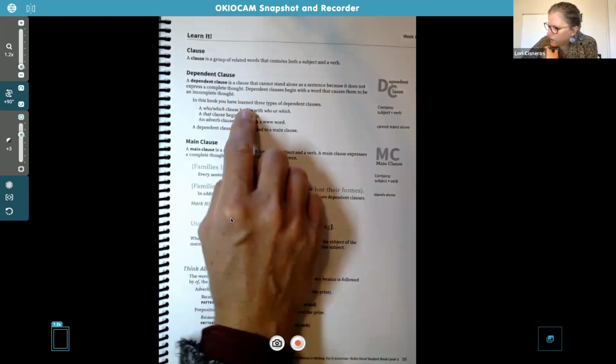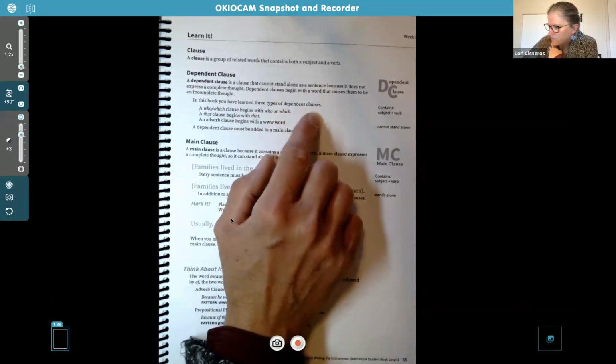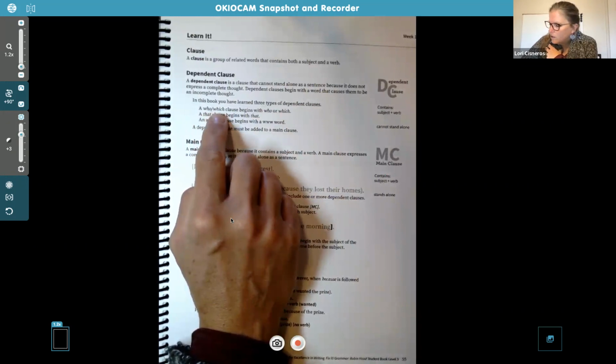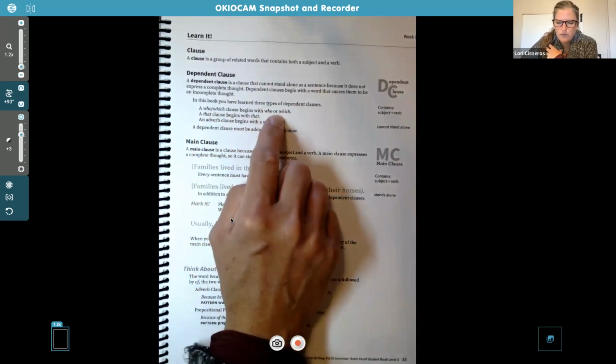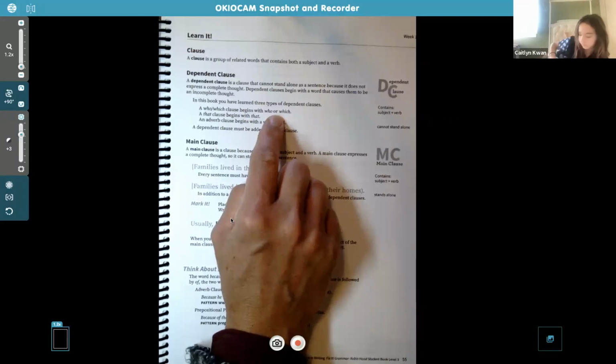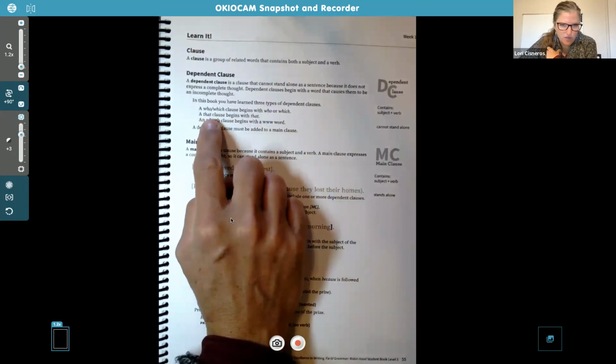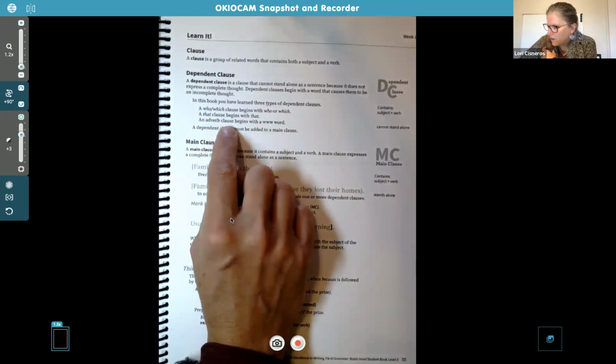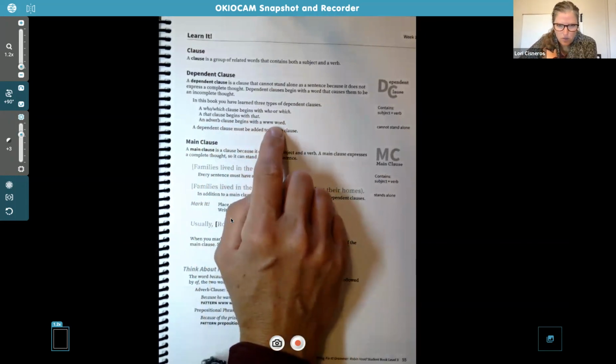In this book, you've learned the 3 types of dependent clauses. We already know the who, which, because we are already using that in our writing as well. The who, which clause begins with who or which. That one's pretty easy. Are you good, Caitlin? You looking for your book? Yeah, I found it though. Okay, good. And then a that clause, which we've talked about a little bit already, begins with that. That's pretty easy. And then an adverb clause begins with the www word.